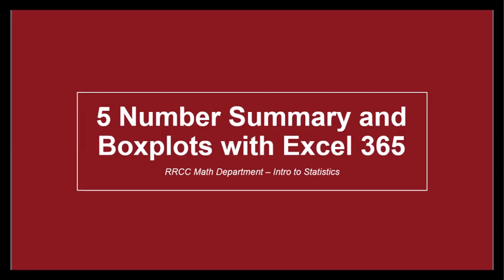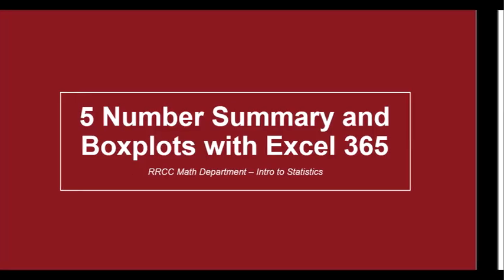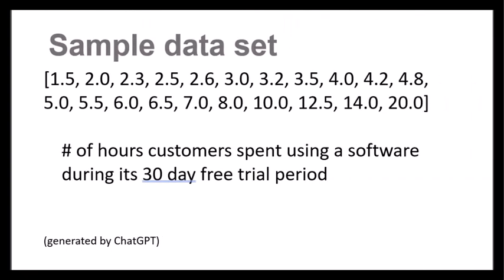Everyone, in this video we're looking at how to compute the 5-number summary and create box plots using Excel 365. So I'm using this sample data set. These are numbers generated by ChatGPT that are supposed to represent the number of hours customers spent using a software during its 30-day free trial period. So we have a list of 21 values here ranging from 1.5 to 20.